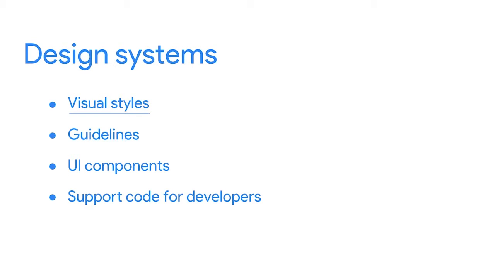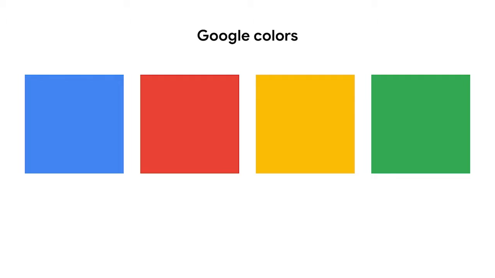First up, visual styles. Defining the styles for core visual design elements like typography, color palettes, and iconography helps companies express their brand more consistently. This also helps UX designers improve the user's experience. For example, here at Google, we often use the colors blue, red, yellow, and green in our websites and apps. So the hex codes for these colors are included in Google's design system, which helps ensure we're using the same shade of these four colors across all of our branding.